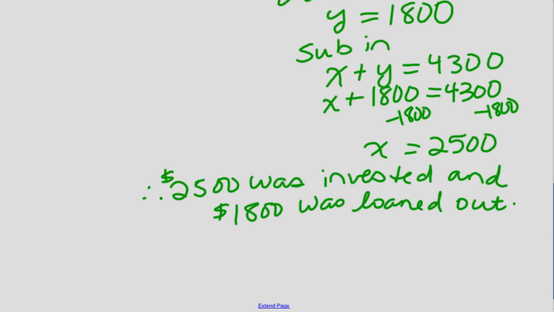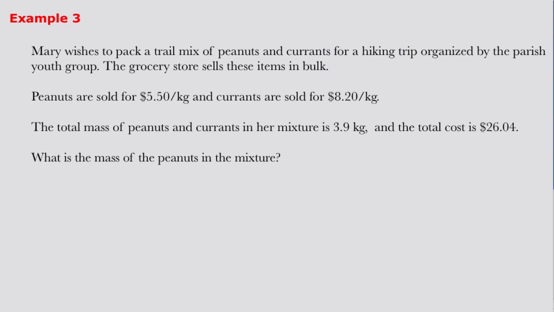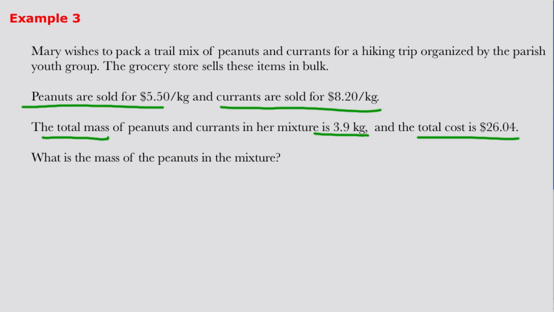Last example that we'll do is example 3. Example 3, Mary wishes to pack a trail mix of peanuts and currants for a hiking trip. So the grocery store sells these items in bulk. Peanuts are sold for $5.50 per kilogram and currants are sold for $8.20. And what she's going to do is make a mixture. The total mass of peanuts and currants in her mixture, total mass is 3.9 kilograms. And the total cost is $26.04. So what is the mass of peanuts in the mixture?